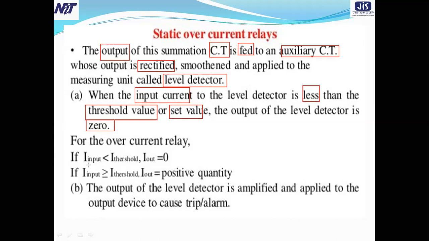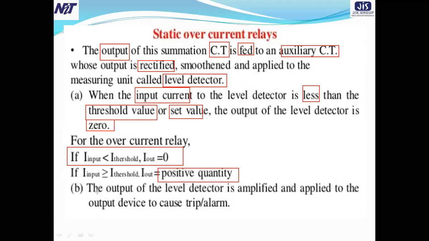For the overcurrent relay, if the input is less than the threshold, the output equals zero. That part we also discussed. Now, if the input is greater than or equal to the threshold value, the output is a positive quantity. So when the input current is less than the threshold value, the output is zero; when the input current is greater than or equal to the threshold value, the output is a positive quantity. I think now it is clear to all of you about the static overcurrent relay.